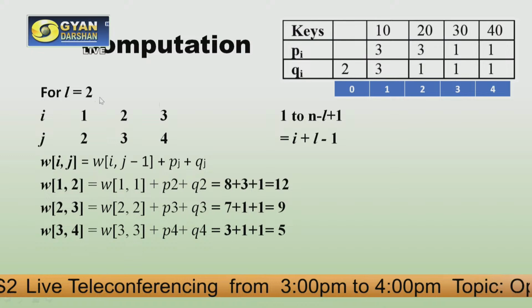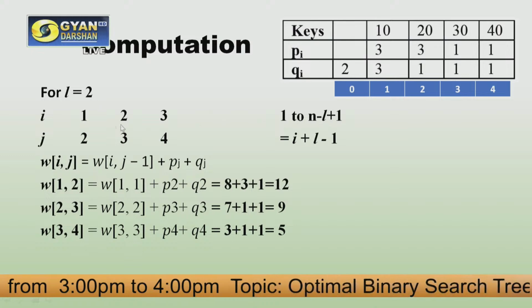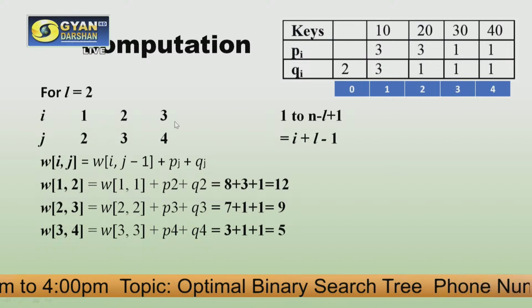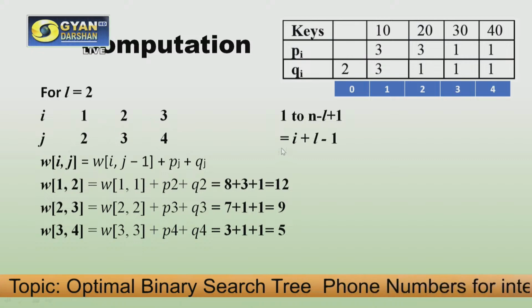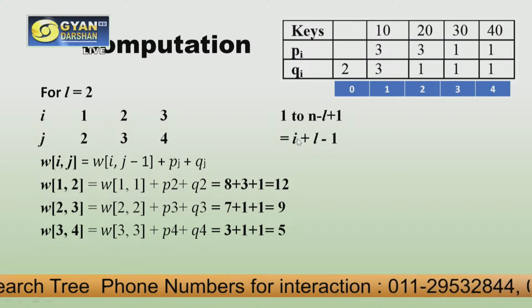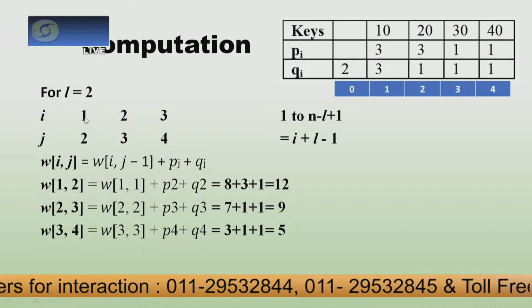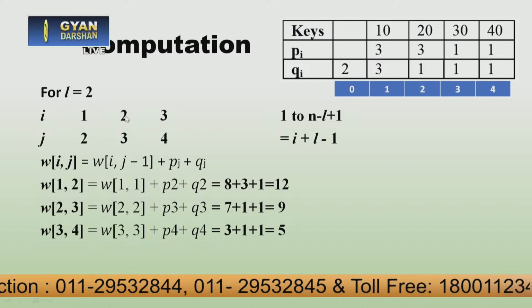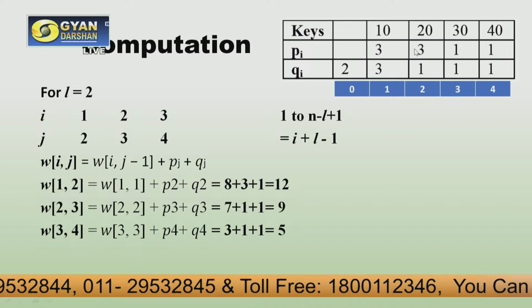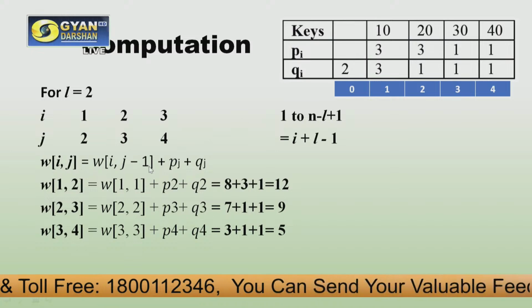The value of L equals 2, so i goes up to n minus L plus 1, that is n minus 1. So it can go up to 1, 2 and 3 only, right? And j is going to be i plus L minus 1. L is 2, so this is going to be i plus 1, right? So if i is 1, j becomes 2. Now you are referring to subtrees of 2 nodes, all right? So this is what you can see.